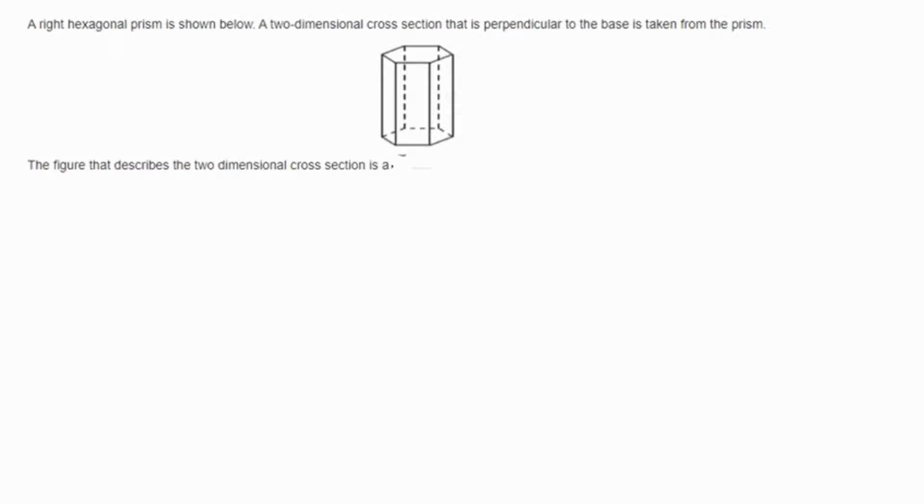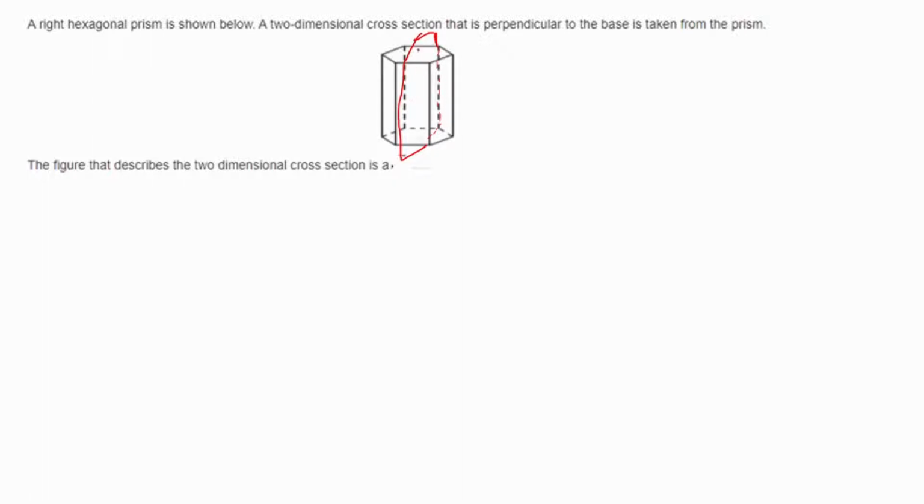Next up, now we go to our other topic, which is cross sections. So this one says a right hexagonal prism is shown. A two-dimensional cross section that is perpendicular to the base is taken from the prism. The figure that describes a two-dimensional cross section is a blank. Now, what does this mean? This means we have something that looks like this. We have a plane that cuts through this, right?